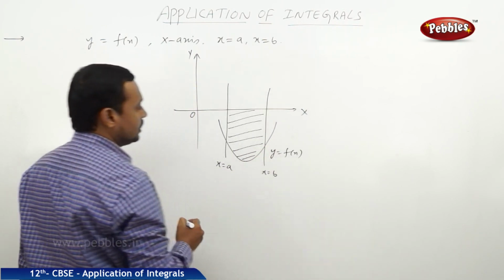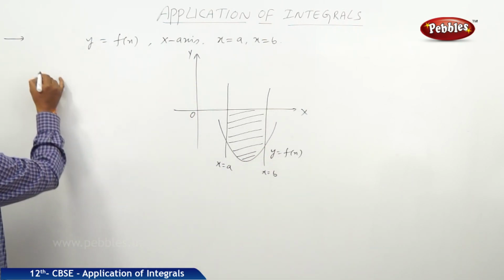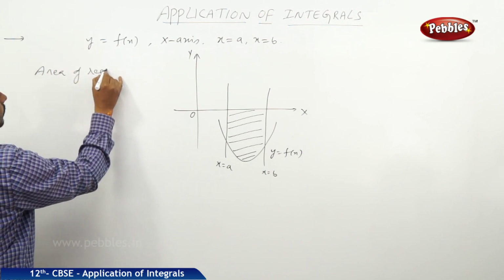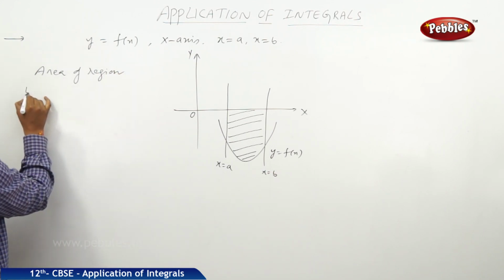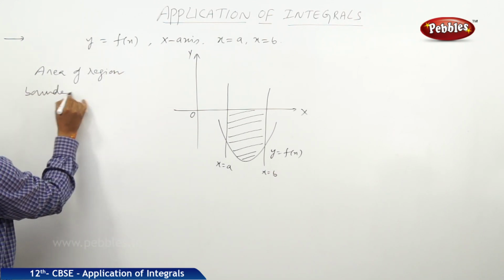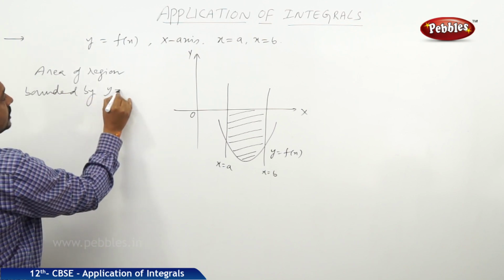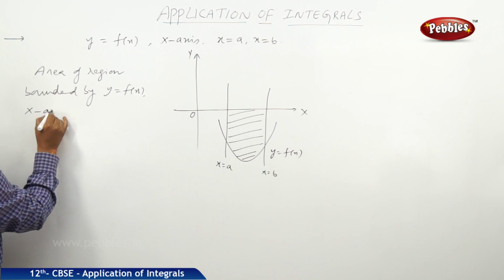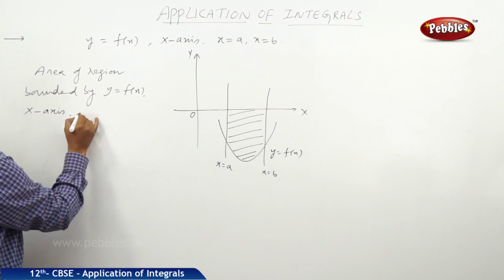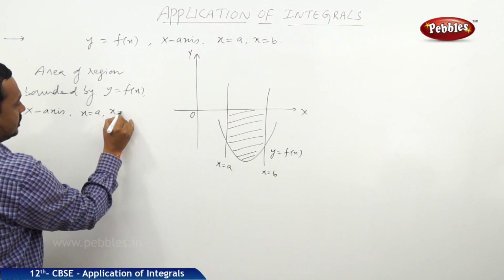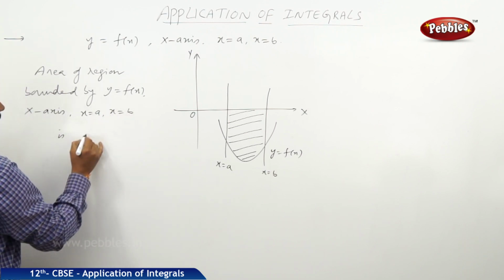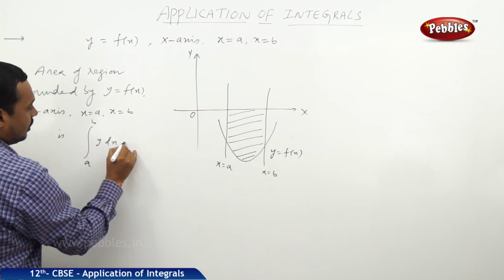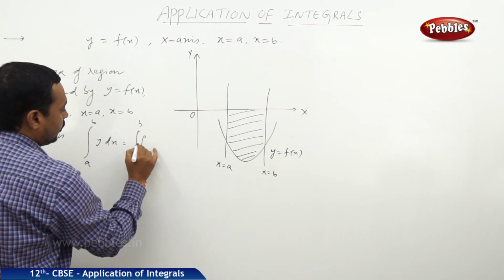Now, in this case, we can determine the area of the region bounded by the curve y is equal to f of x and the x-axis with x is equal to a and x is equal to b, which is given by integral a to b y dx or integral a to b f of x dx.